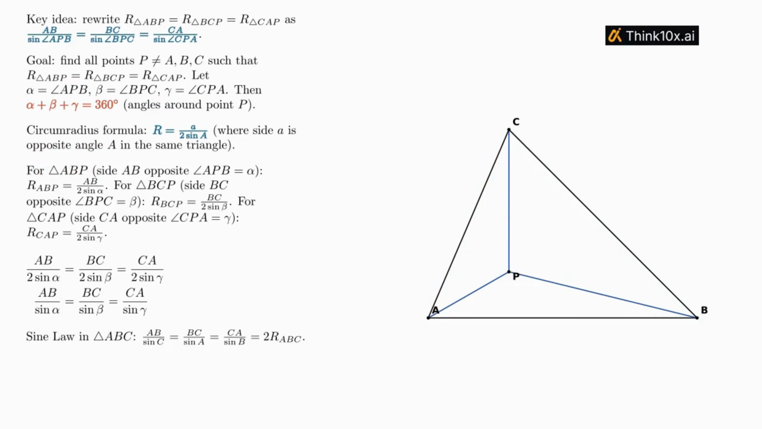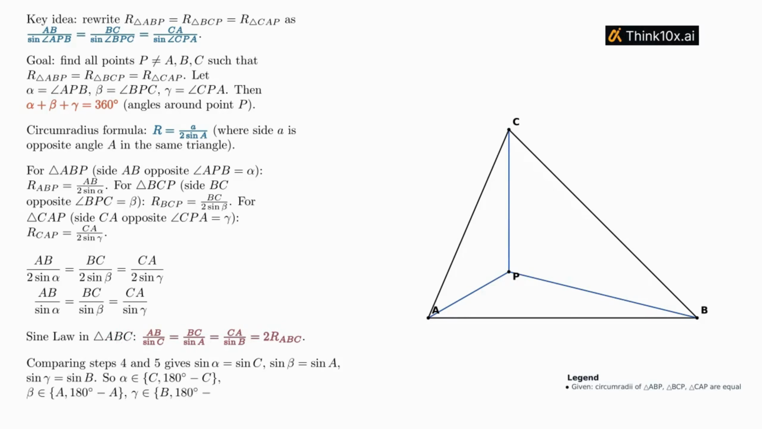By matching our new ratios from the equal circumradius condition to the sine law ratios in triangle ABC, we can relate the angles at P directly to angles A, B, and C. These fixed ratios in triangle ABC are what we compare our P-based ratios to. When two fractions with the same numerator are equal, their denominators must match, so the sines must match. That gives sine of alpha equals sine of angle C, and similarly for beta and gamma.